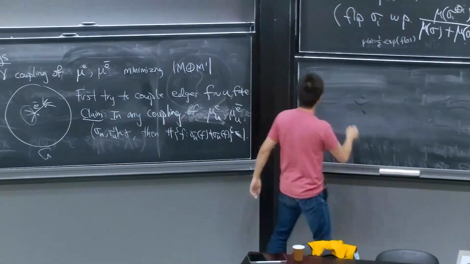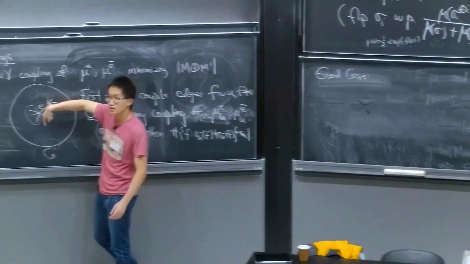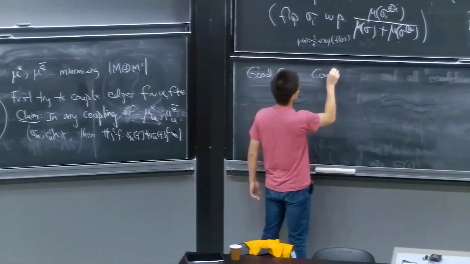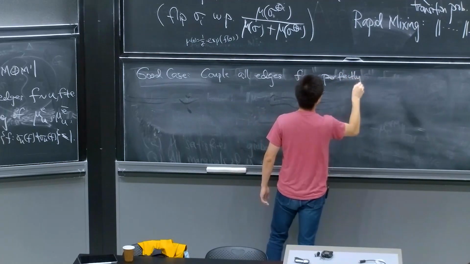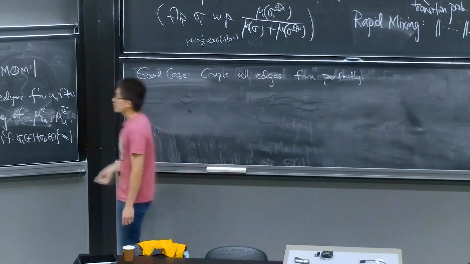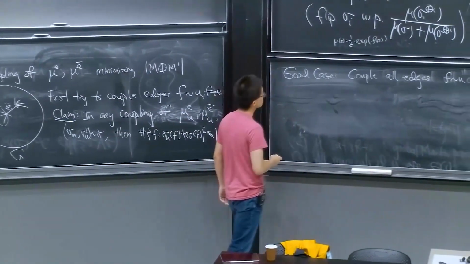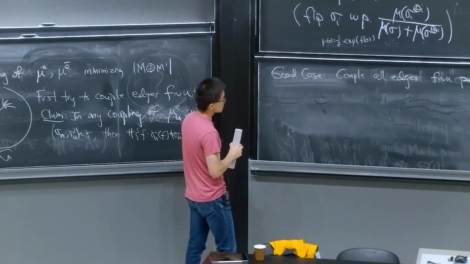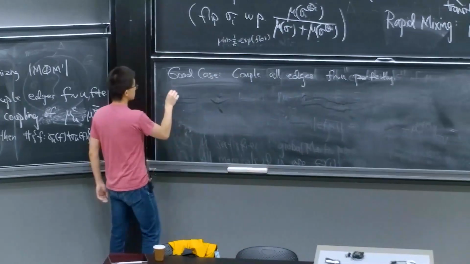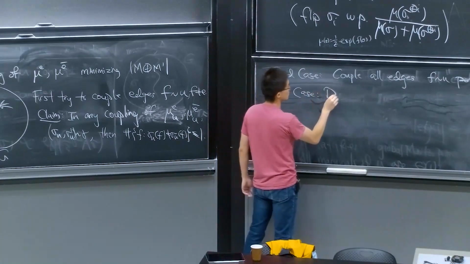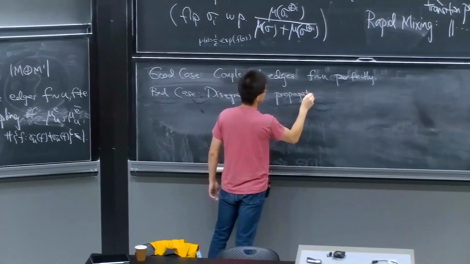Now we have two cases: the bad case and the good case. The good case is that we couple all edges incident to U perfectly. And let's say that also happens for this side as well. If that were the case, then we would be done. And the bad case is that disagreements propagate. Well, they only propagate to at most one other edge.